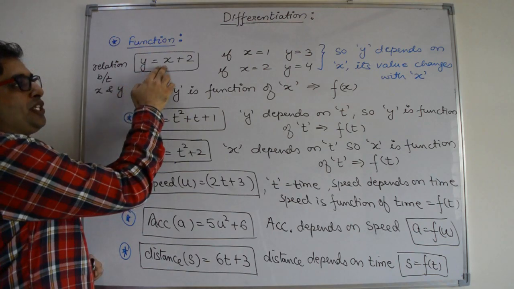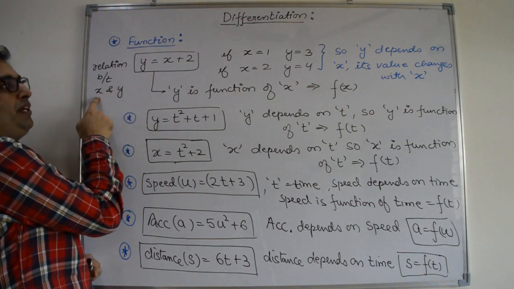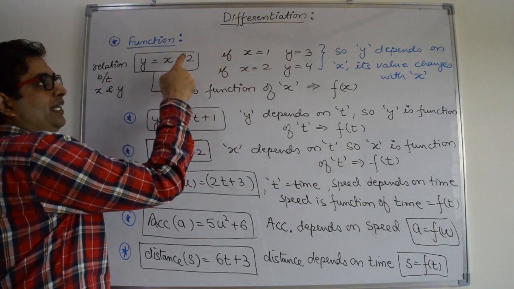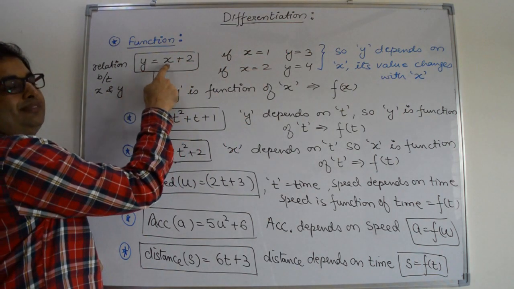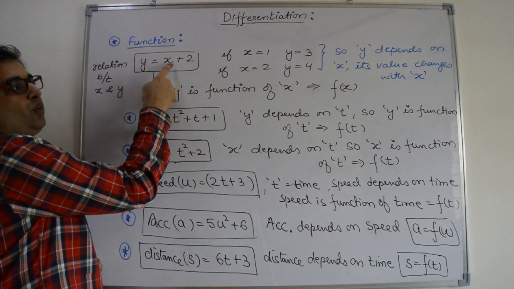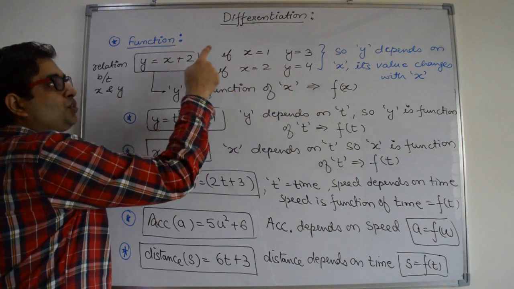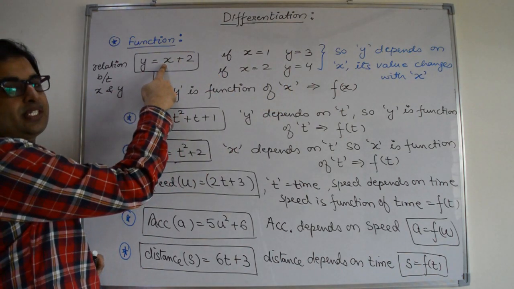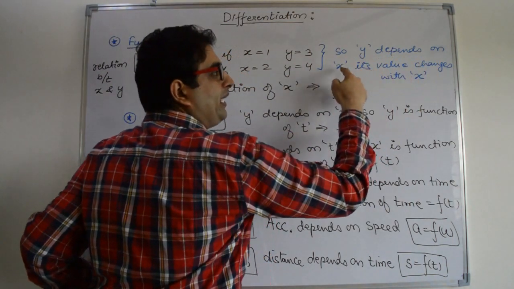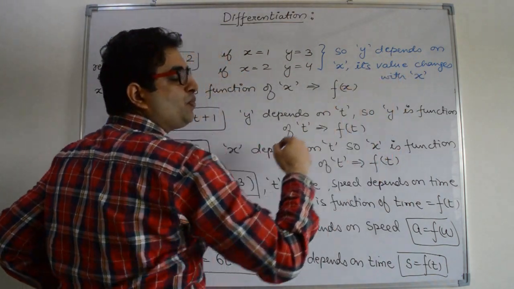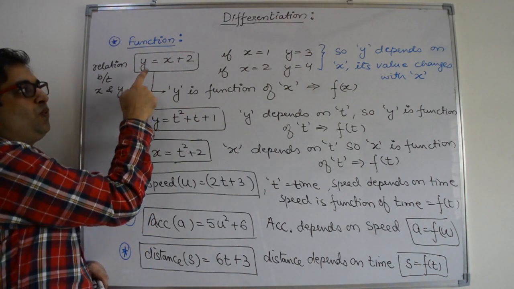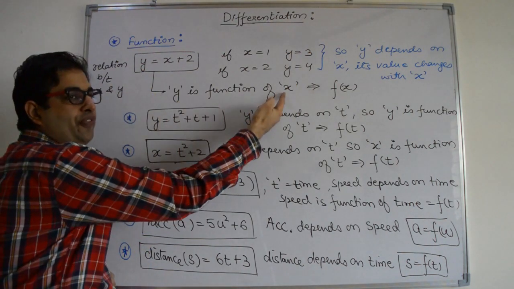y equals x plus 2. This is a relation between y and x. If I put x equal to 1, then I will get y equal to 3. If I put x equal to 2, then I will get y equal to 4. So as we change the value of x, y will also change. So y depends on x, or its value changes with x. In mathematical language, you can say y is a function of x.